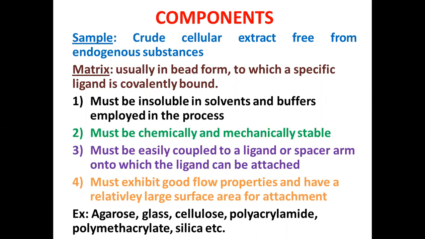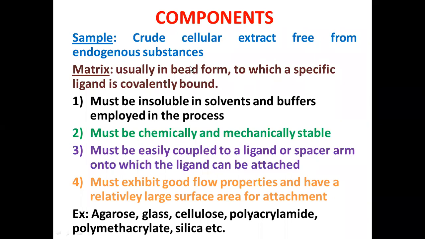With any tissue, you have to extract all the materials present in the tissue. You have to segregate the cellular material from the tissue. Then that must be subjected to removal of the endogenous substances. Then the supernatant obtained from all this process is the ready sample to be subjected to the separation of proteins by affinity chromatography.